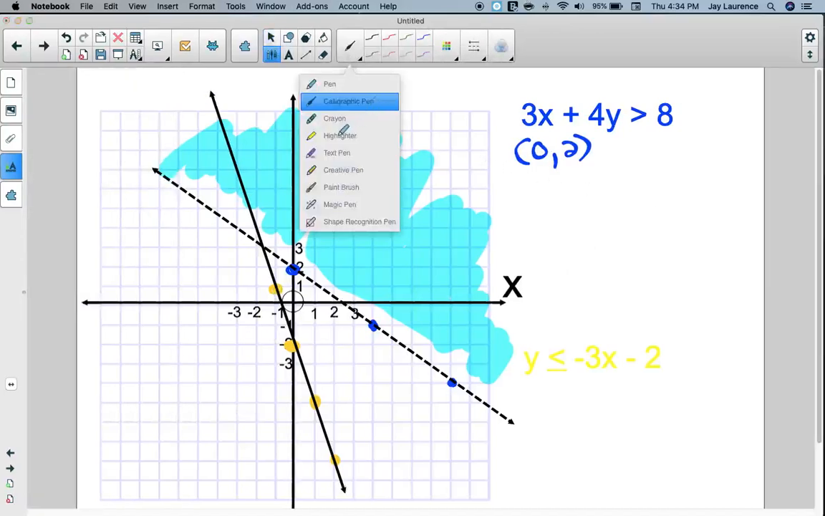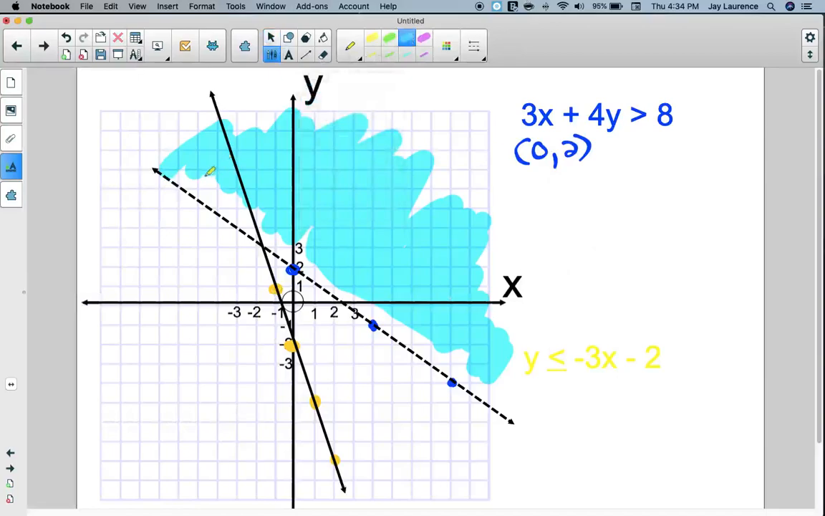Let me see here, highlighter, I'm bothered by that. I want to color that in just a wee bit better.